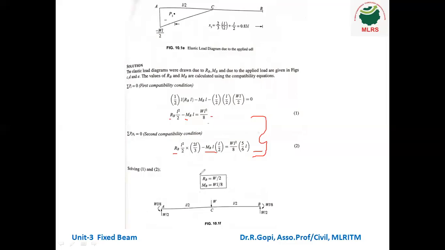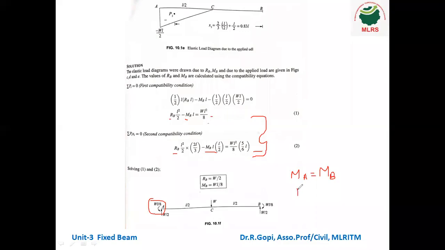Okay, so this is the answer. Okay, students, this is the answer. So now draw the free body diagram. Since load is acting symmetrically, that means acting at center, MA equal to MB. If load is acting symmetrically, because both ends are fixed, and load is acting at center, MA equal to MB.